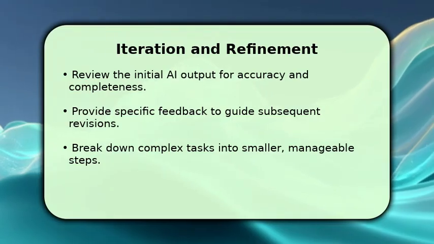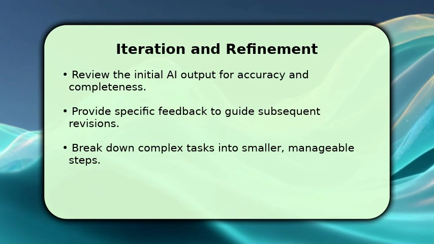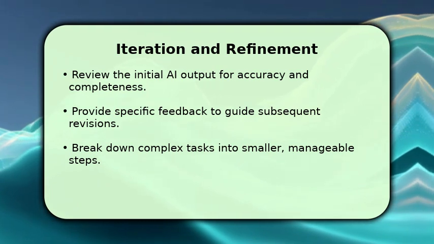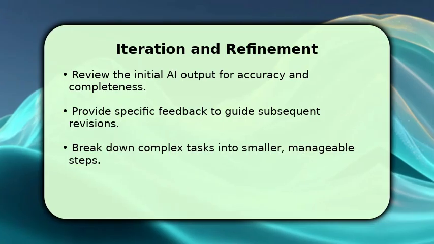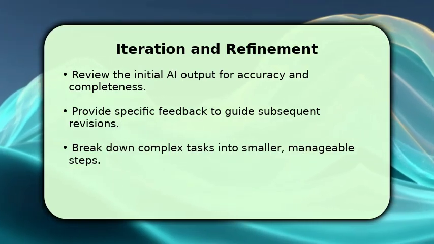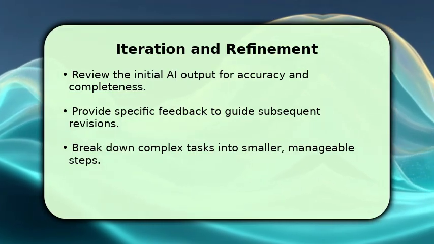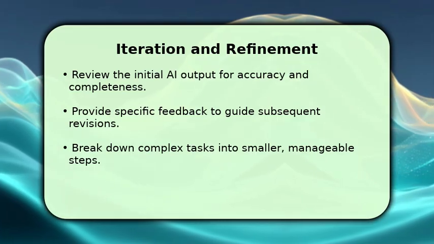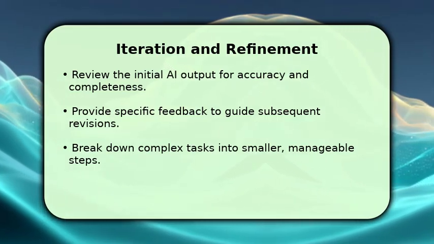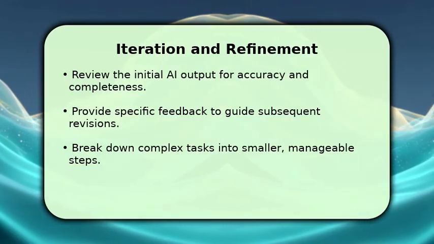Even with a great initial prompt, refinement is often key. Carefully review the AI's first response for accuracy and ensure it meets all your requirements. If adjustments are needed, provide very specific feedback, perhaps highlighting 1 or 2 areas for improvement. For larger projects, break them into smaller, more manageable subtasks, tackling each one individually to maintain focus and quality.